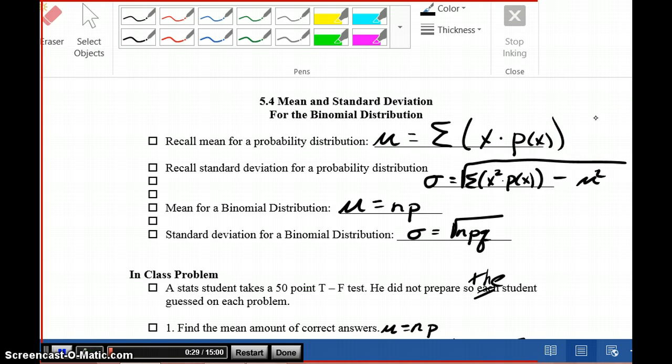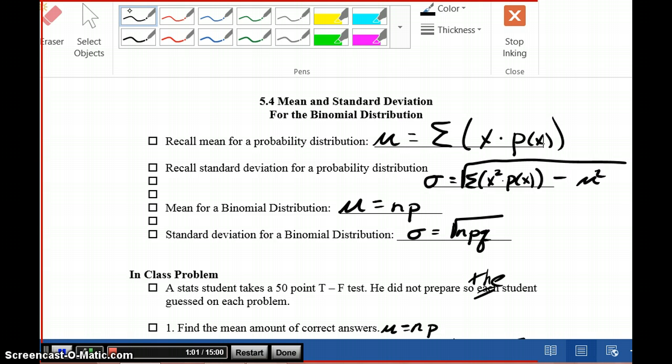for each one. The mean for a probability distribution is the sum of the random variable x times its probability. And also the standard deviation is the square root of the sum of the random variable x squared times the probability, minus the mean squared. So those are fairly, especially the standard deviation, it's fairly lengthy.